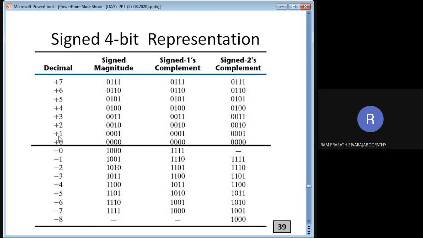Say, for example, +1 is 0 0 0 1, and -1 is 1 1 1 0. Just by taking the not operation, the inverse operation, we can find the negative number.